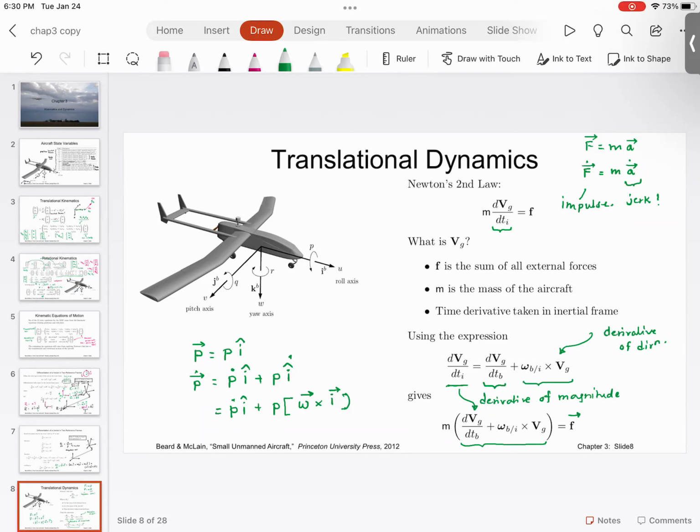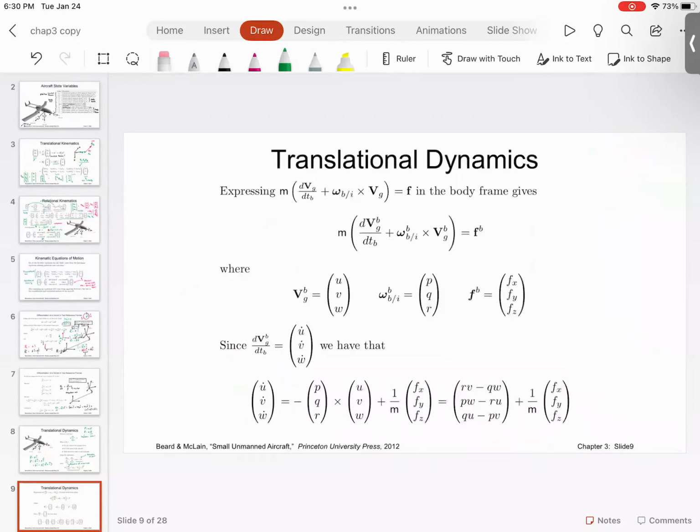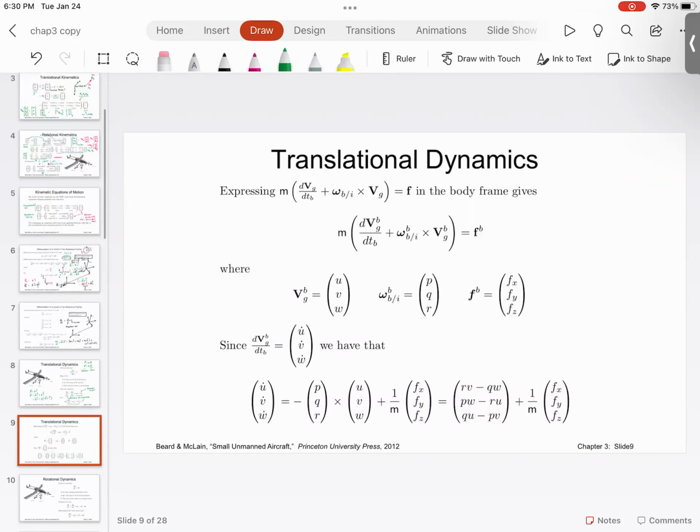At the end, I'm not going to ask you to derive these equations. As a matter of fact, I'm not going to ask you to solve these equations by hand. What we are going to do is, once we understand what these terms are, what these cross products are, we are going to write a MATLAB code that will numerically integrate these equations.